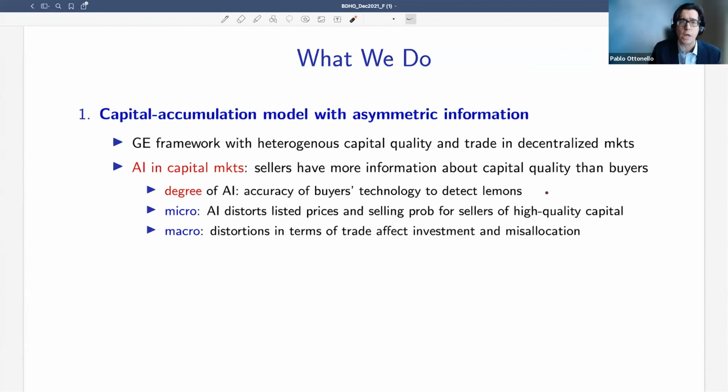Now, at the micro level, asymmetric information distorts the terms of trade of sellers of high capital quality, who list their capital at high prices to signal their type and are willing to receive a lower trading probability associated with that. Now, those low trading probabilities of high capital quality at the macro level translate into misallocation of capital and lower incentives to produce capital, or lower investment.